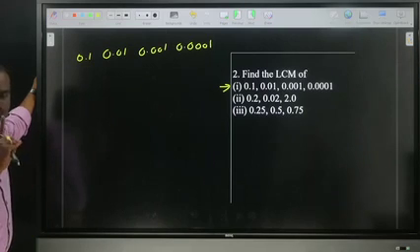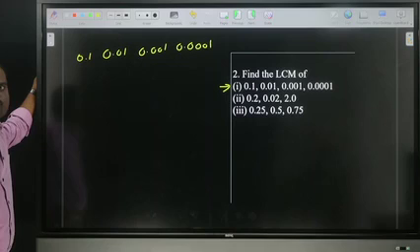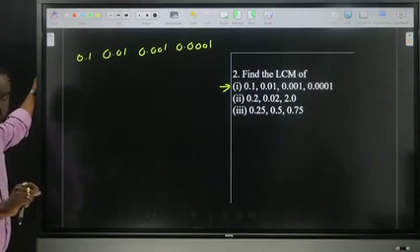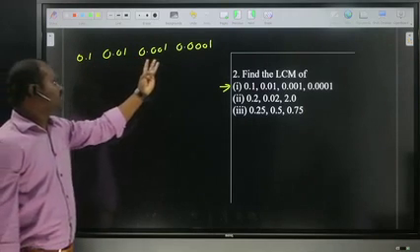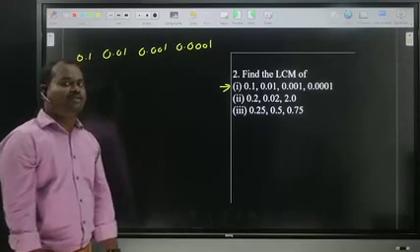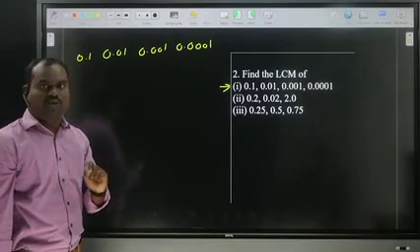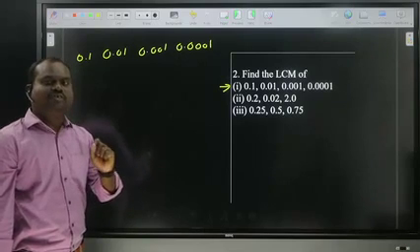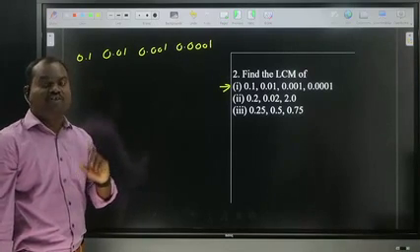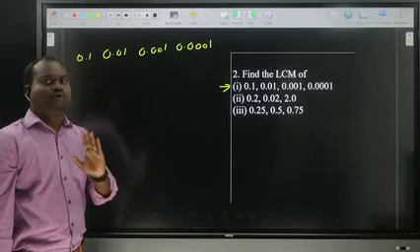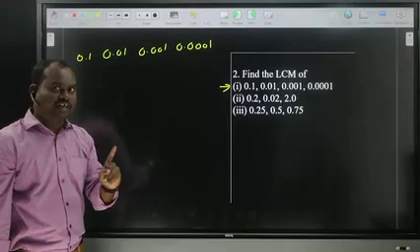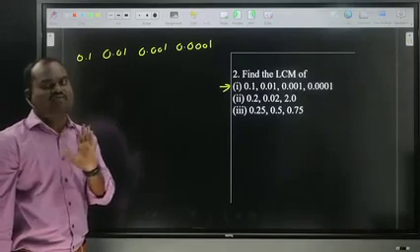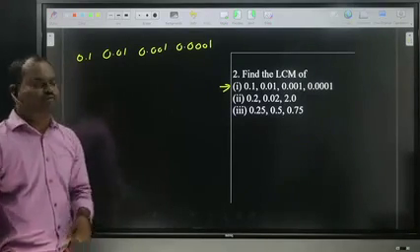Now observe carefully. Your first step is to observe: after the point, maximum how many digits are there? Here one digit, two digits, three digits, four digits. Maximum four digits are there. That's why first of all make all of them four digits. To make that, wherever there are fewer, we should write zeros. Now shall we see?